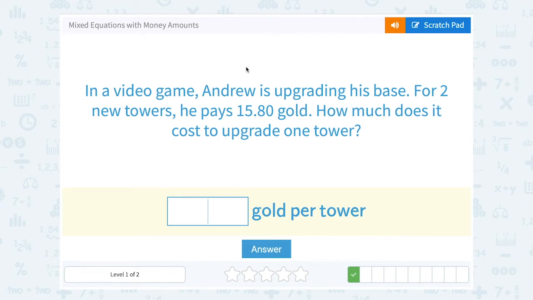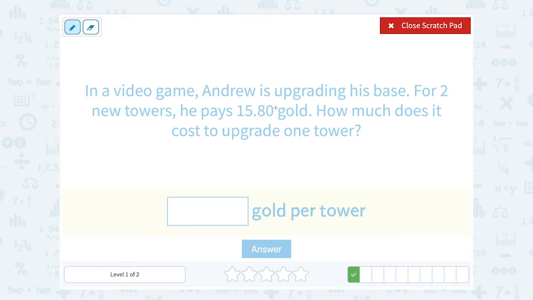In a video game, Andrew is upgrading his base. For 2 new towers, he pays $15.80 gold. How much does it cost to upgrade 1 tower? Okay, well, if we know the price for 2 towers, we can divide to figure out the price for just 1, or meaning for each tower, right? For 1 tower means the same thing as saying for each. So we're going to divide.